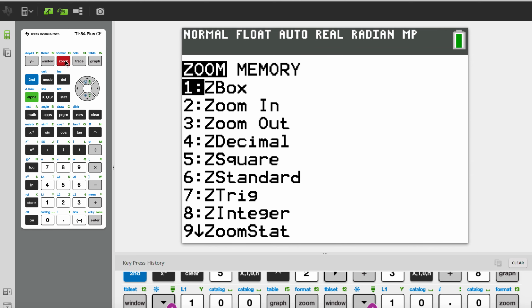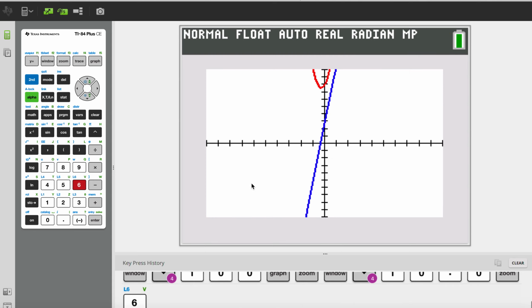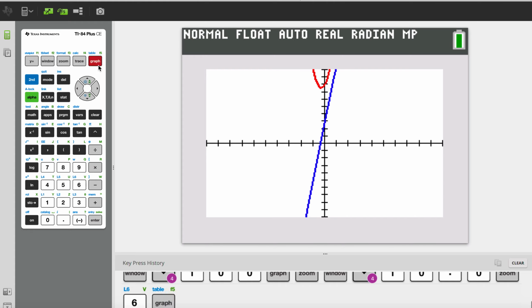If you go to zoom, you can see number 6, it says Zoom Standard, ZStandard. So if you type 6 on the calculator, you basically automatically transfer back to the Cartesian plane that you started with, which is -10 to 10, -10 to 10. So I hope it is pretty straightforward.